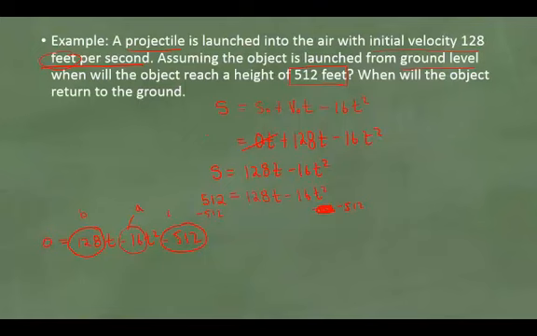So we can use the quadratic formula. The solutions are t is equal to negative b, or negative 128, plus or minus the square root of b squared, 128 squared, minus 4 times a, 4 times negative 16, times c, all of that divided by 2 times a, 2 times negative 16. And then all we have to do is simplify that. I'm just going to leave it like that for now.